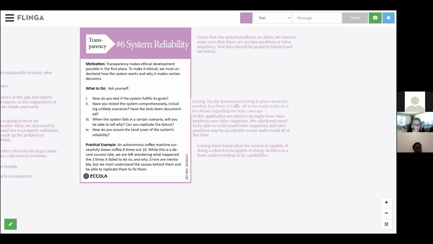I wrote down that letting them know what the system is capable of, because that's number 4. How do you assure the end users of the system's reliability? So basically, my thinking is that for you to have any sense of reliability in a system, you have to know what it is capable of doing versus what it is incapable of doing. So having that basic knowledge would give you an idea of how reliable it is.